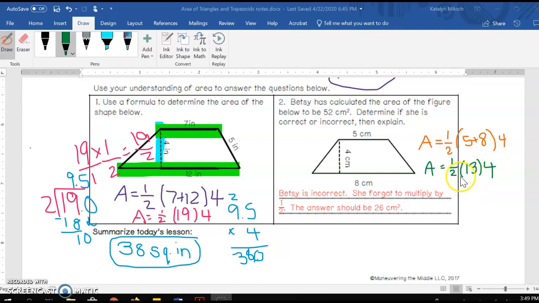And then you're going to go through, you could either do 1/2 times 4 first and get 2, and 13 times 2 would be your last step, or 1/2 of 13 and then multiply by 4. Either way, your answer should be 26 centimeters squared. So Betsy is not correct. She got 52. And depending on how you go through your steps, the 52 comes from 13 times 4. So what she forgot is to multiply by 1/2. So if you got 26 and you figured out that she was wrong, you are correct.